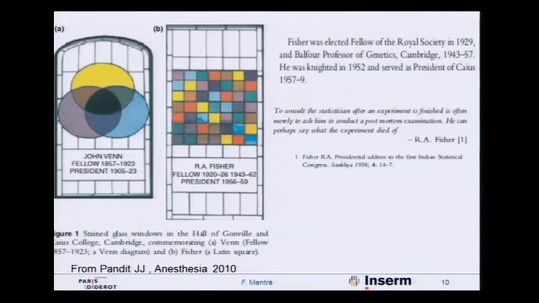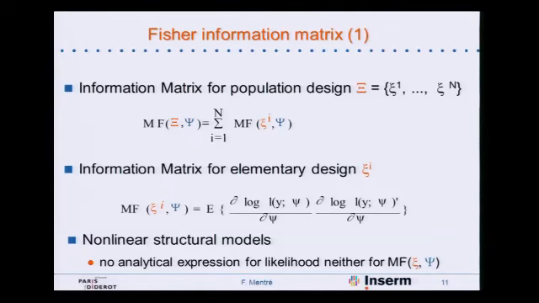So I think we all agree about that because we are in this room, but I thought I would share this view with you. Okay, so we use the Fisher information matrix, and the Fisher information matrix for population design can easily be shown to be the sum of all the individual contributions. The Fisher information matrix for one elementary design is given by this usual formula. However, here we're dealing with nonlinear structural models, so we have no analytical expression for the likelihood. So if you have no analytical expression for the likelihood, you don't have any analytical expression for the Fisher matrix.